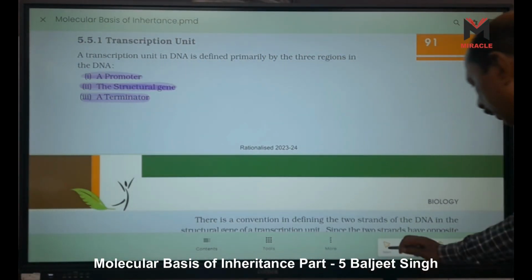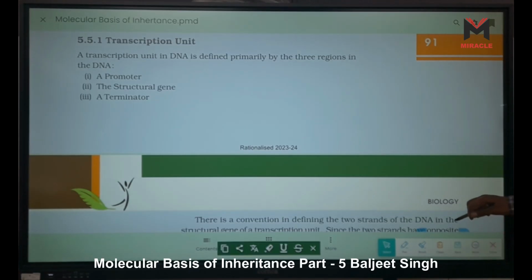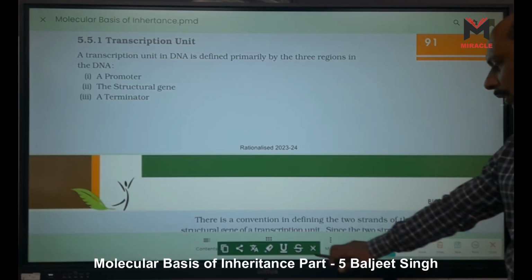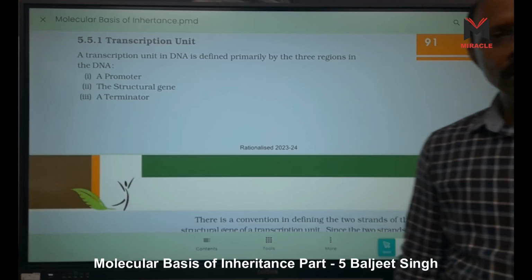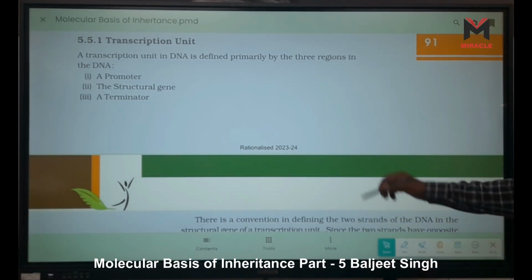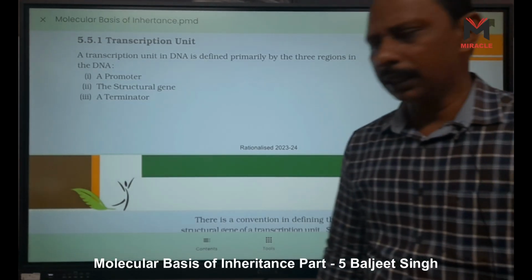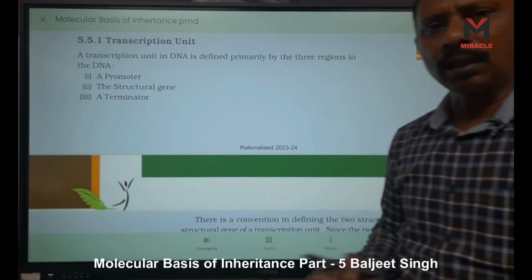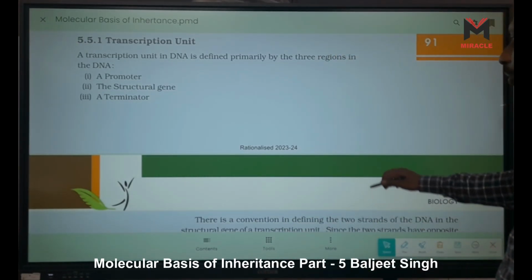Okay, now coming to the next page. Now you understand a transcription unit has three regions. Which regions are there? It is promoter, structural gene and terminator. Promoter for initiation, structural gene for elongation and terminator for terminating the process or stopping the process.